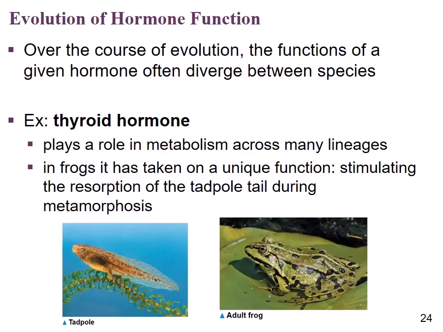Over the course of evolution, the functions of a given hormone have often diverged between species. For example, we have thyroid hormone, frogs have thyroid hormone, but in frogs, the thyroid hormone plays a role in stimulating reabsorption of the tadpole's tail during metamorphosis. That's not really a function that we have with thyroid hormone.